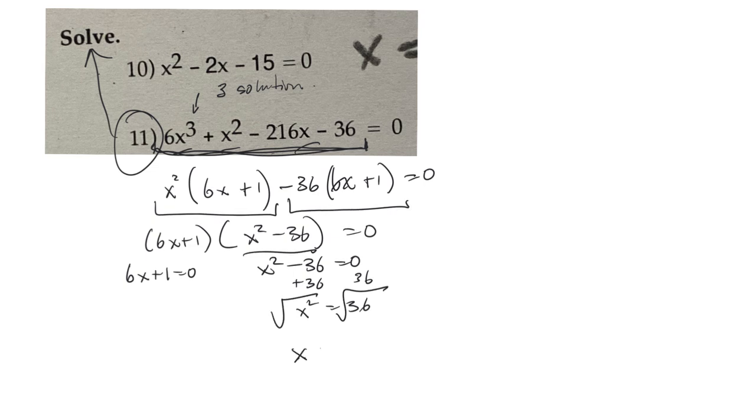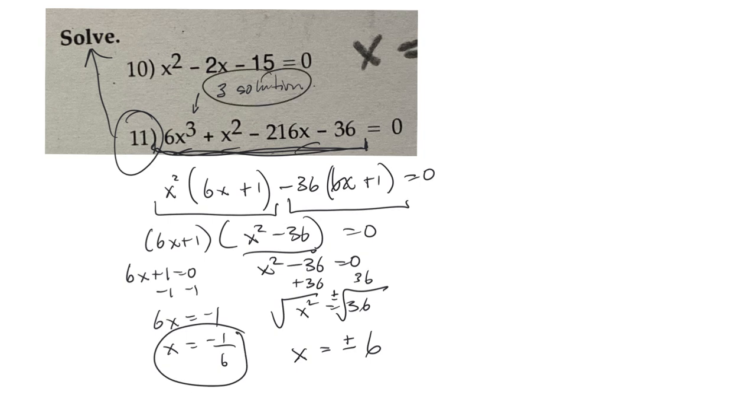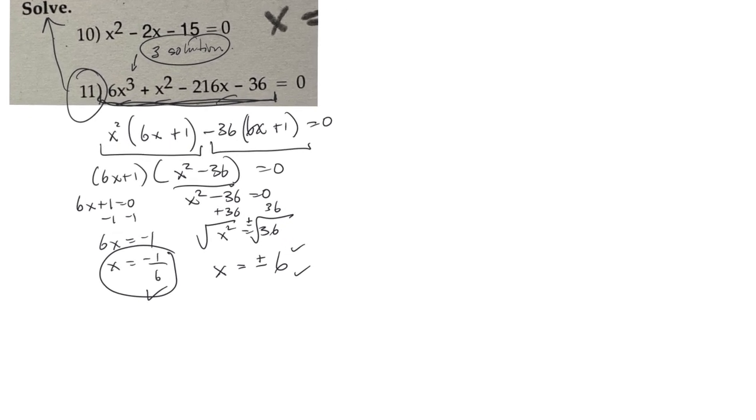So you get x is equal to, remember when you do this rule that you need to have a plus or minus 6 there. And then this one I'll subtract 1 on both sides, and then divide both sides by 6. So my 3 answers, and I thought I'd have 3, are negative 1/6, a positive 6, and a negative 6. Now I can confirm that just by graphing it.